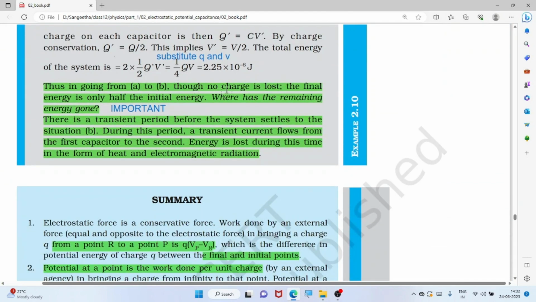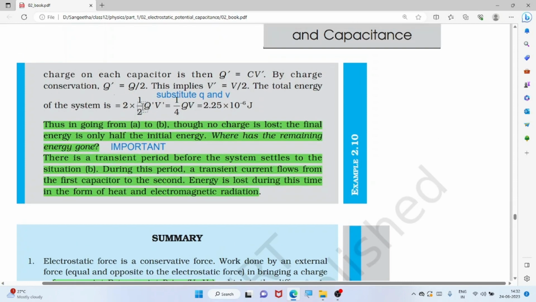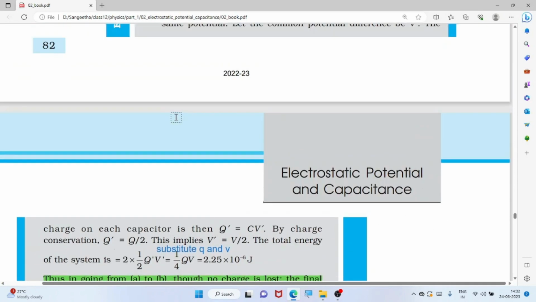Assume that no charge is lost. The final energy is only part of the initial energy, whereas the remaining energy is gone. There is a transient period before the system settles. During this period, a transient current flows. So you can go through this example, how energy is lost.